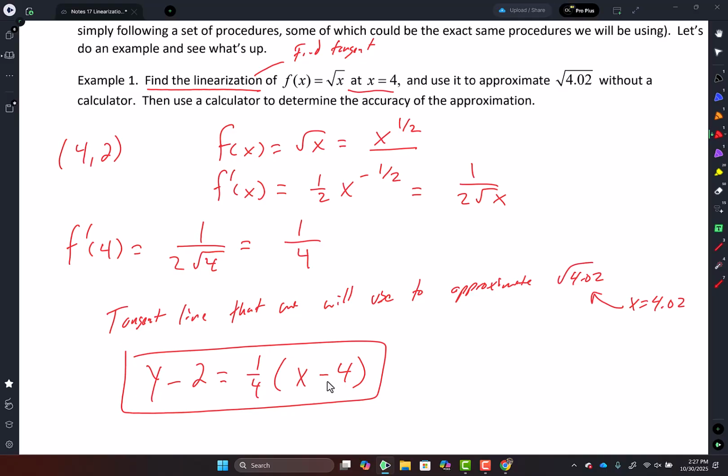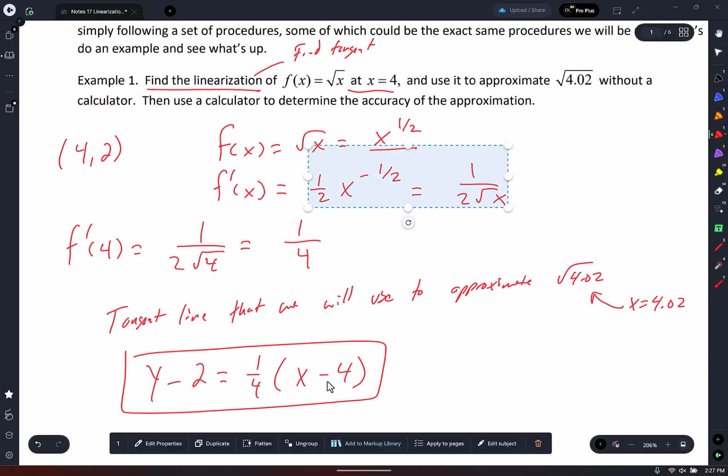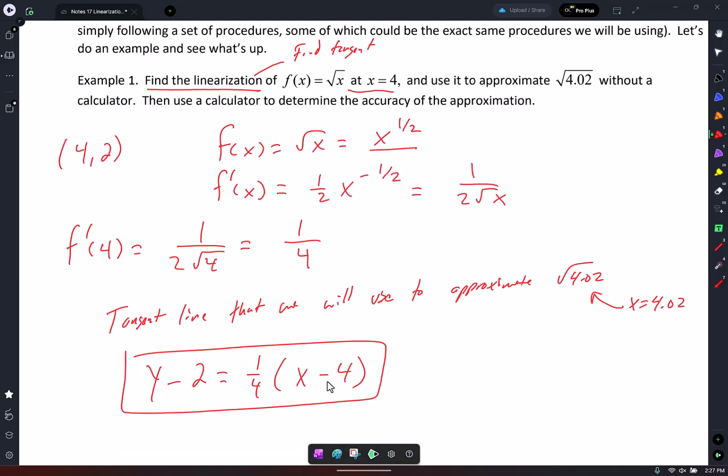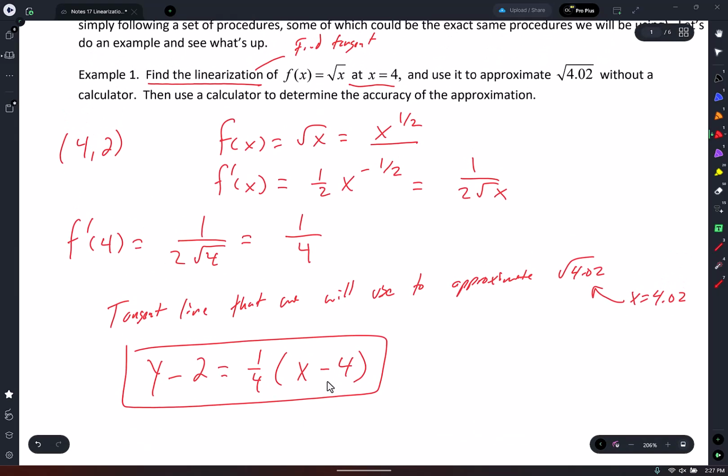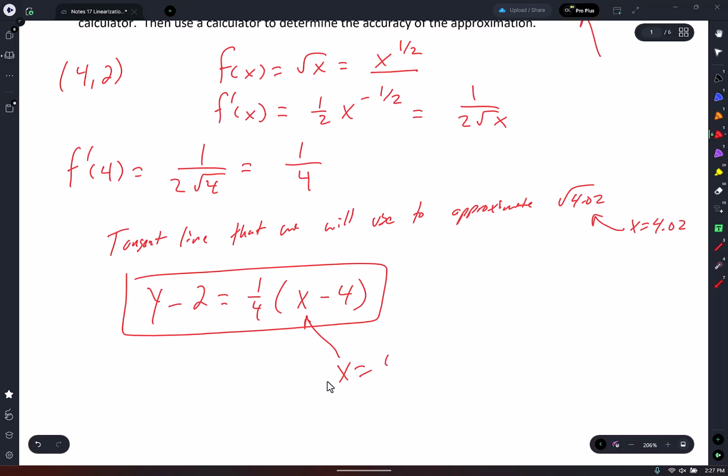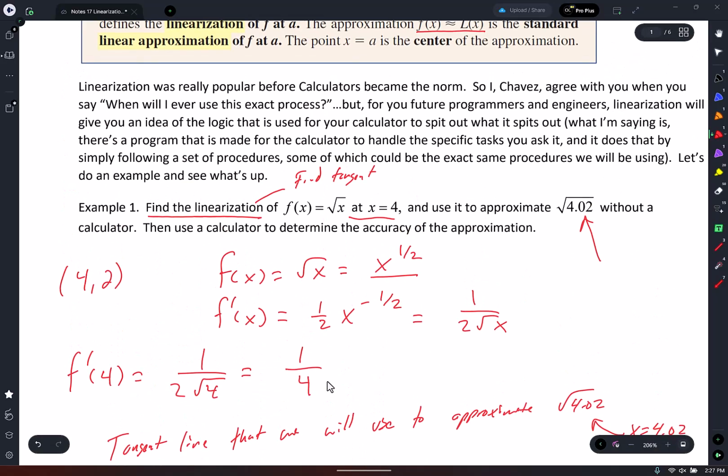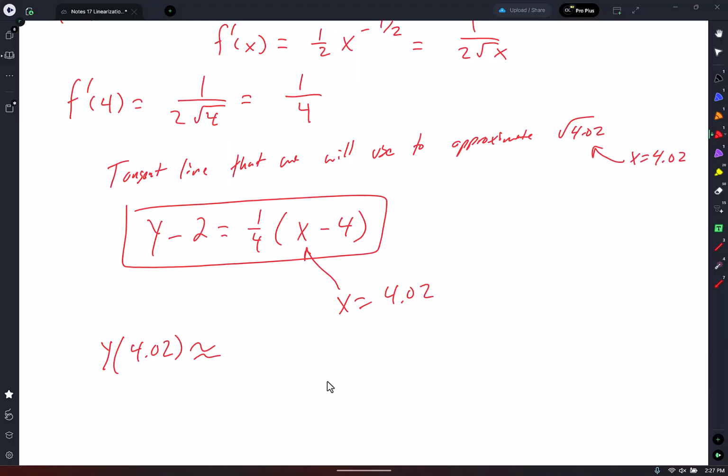So I take my tangent line. What do you think I'm going to put for x? Not 4, but what value do I want to approximate? Square root of 4.02. So I'm not going to put the square root in there, because there's my tangent line. This is not my square root function. There's my tangent line that I'm using. So I'm going to plug in x equals 4.02. So here we go. Y at 4.02. This is my approximation. I guess I should have used L, but I already wrote y, so I'm going to leave it.